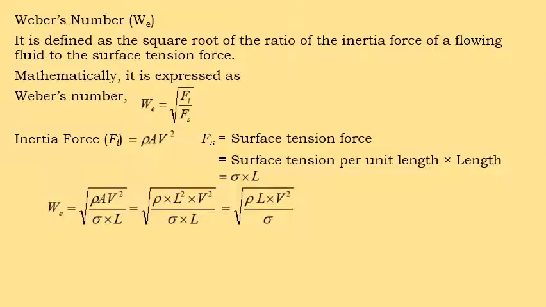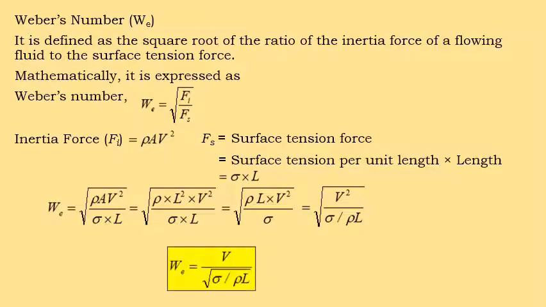One L term gets cancelled, and this is the expression for the Weber number, that is the square root of V square by sigma by rho L. Finally we can write it as We equals V by the square root of sigma by rho L. So that is one more dimensionless number, that is the Weber number.